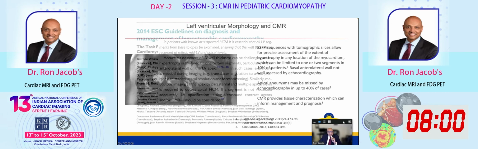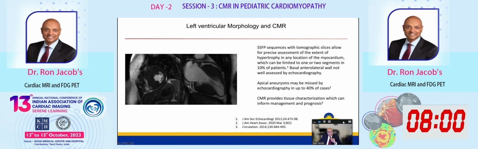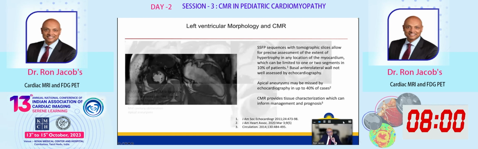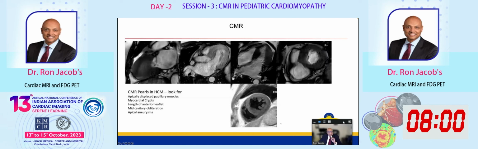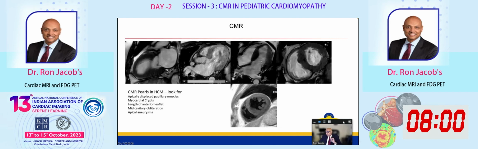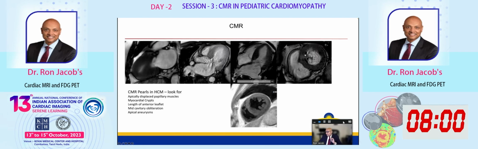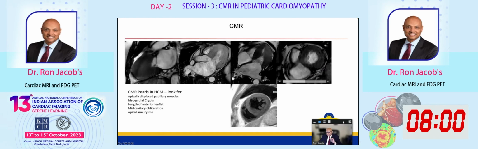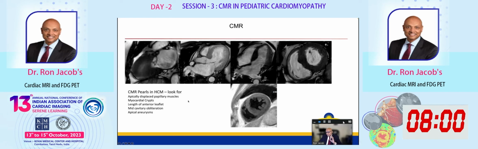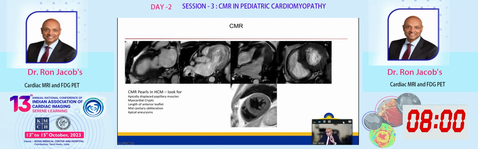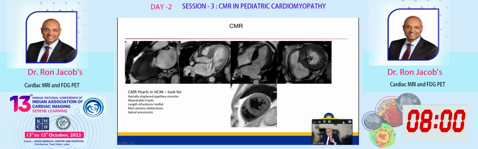This is just underscoring that apical aneurysms can be missed in up to 40% of patients. And in addition, CMR provides tissue characterization, which is really important. This is our patient's CMR showing significant LVH, obviously a long anterior leaflet, systolic anterior motion with septal to anterior leaflet contact, and obviously LVH. So a couple of pearls in HOCM: it's not just LVH, you need to look for apically displaced papillary muscles, myocardial crypts, mid-cavity obliteration, apical aneurysms, and the length of the anterior leaflet.